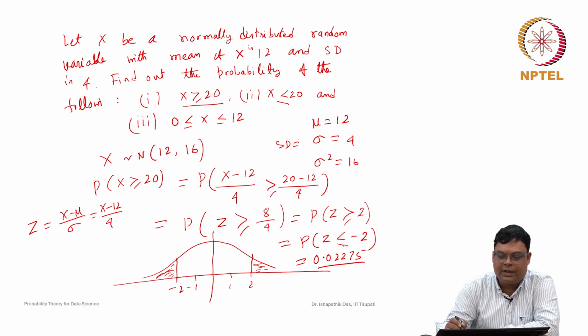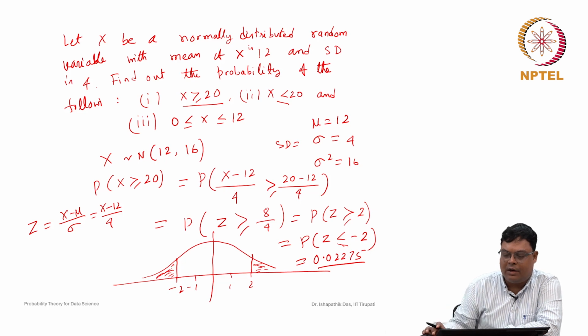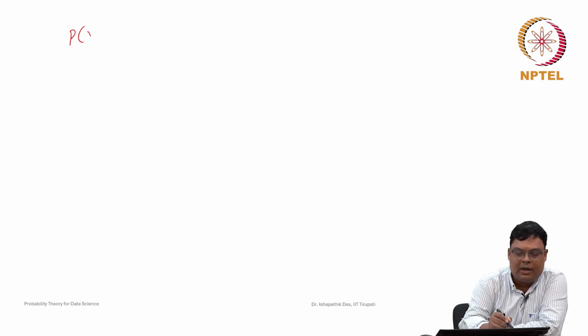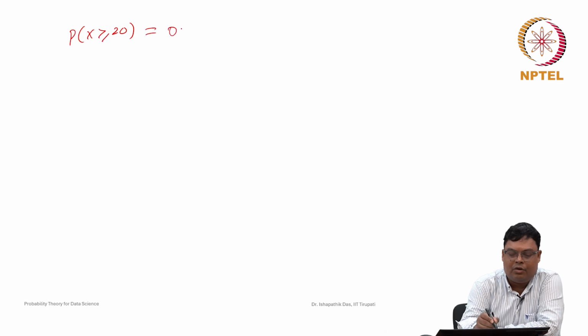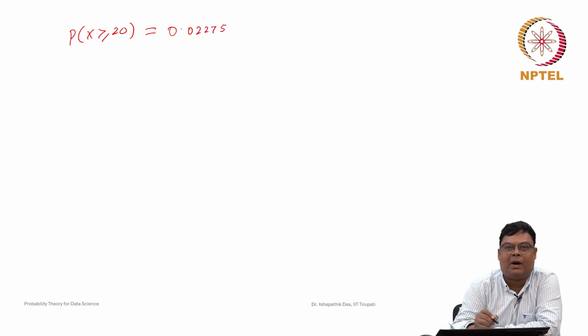Now, the next question is, what is the probability that x is less than or equal to 20? We found that the probability that x is greater than or equal to 20 is 0.02275. We found that.